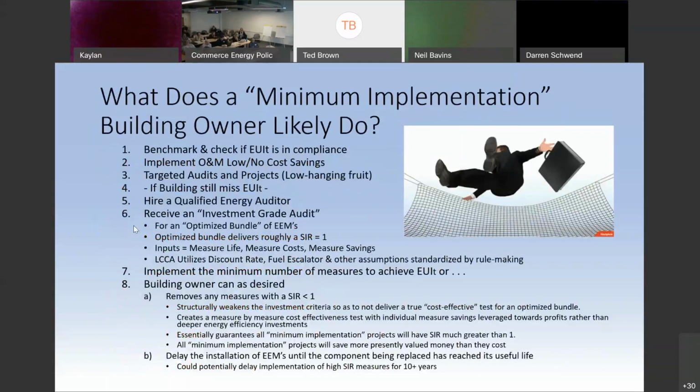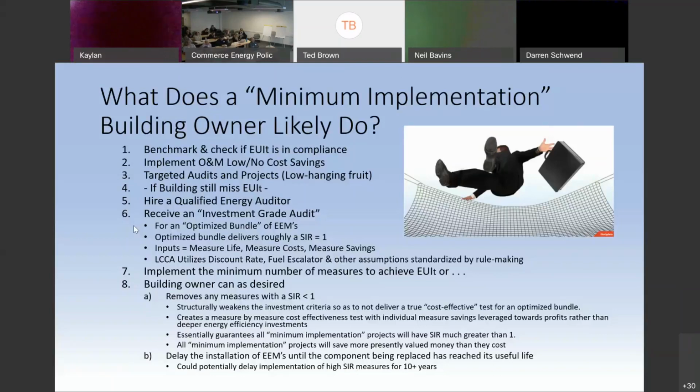So if you are the minimum implementation guy, you want to do the least possible thing out there, there's going to be some of those folks. What is your path? And you kind of laid it out in a fashion, you go all the way down to step 7, and you need to implement the minimum number of measures to achieve your EUIT. You've done your investment grade audit. You can say, oh, great, if I do these 7, I hit my target. And that's cheaper than implementing all the cost-effective stuff. So I'm going to do those 7 measures and hit my target.